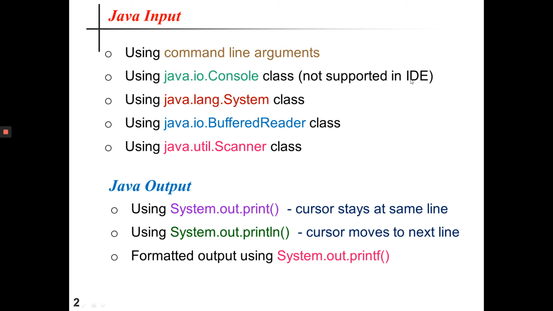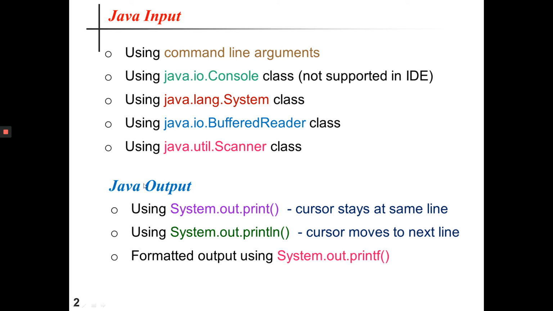like NetBeans or Eclipse. Then comes the java.lang.System class, which is the default class of the JVM. Then comes java.io.BufferedReader. It is an old technique, basically followed in Java 2, when the language version was 2, and the newly arrived java.util.Scanner class. So all these are related to taking Java input.